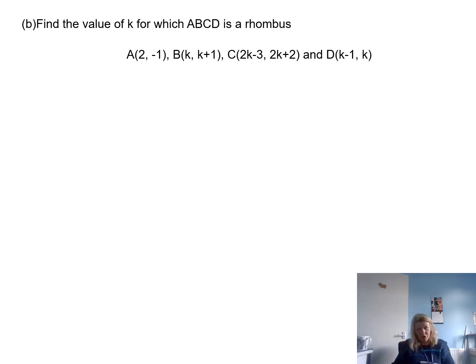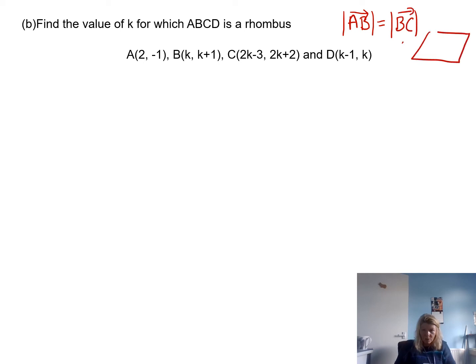Part B of this question says, find the value of K for which it's a rhombus. So if you remember what we said about rhombus, to prove it's a rhombus, we need to show that the length of A to B is the same as the length of, say, B to C. So let me do your rhombus there. A, B, yeah, C, D. Did we do C, D that way around? Doesn't really matter. It helps, doesn't it?